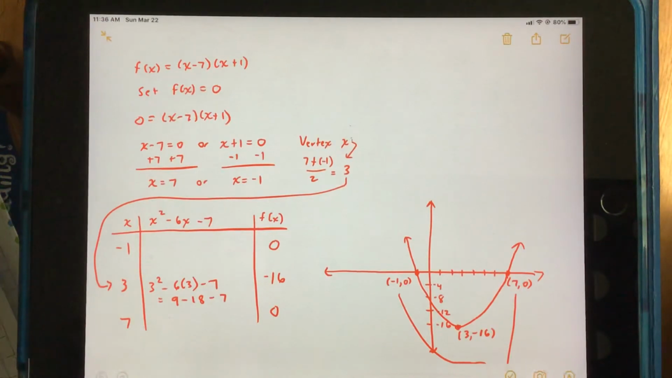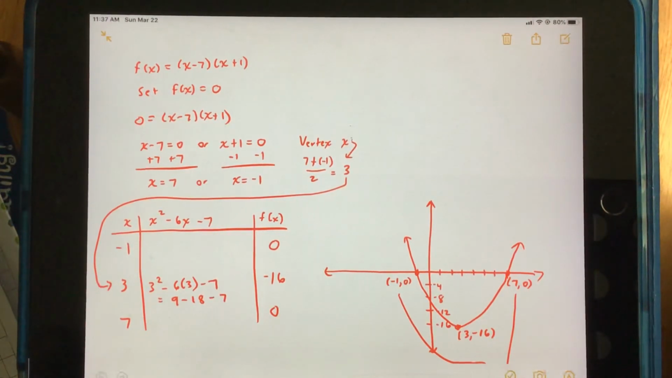exactly halfway in between those two zeros. Remember, to find the vertex of our parabola, knowing two zeros of the function, we're going to take those two values, add them up, and divide by 2. That will give you the number exactly in between those two x values. In this case, that will be 7 plus negative 1 divided by 2 equals 3. So the average of 7 and negative 1 is 3.